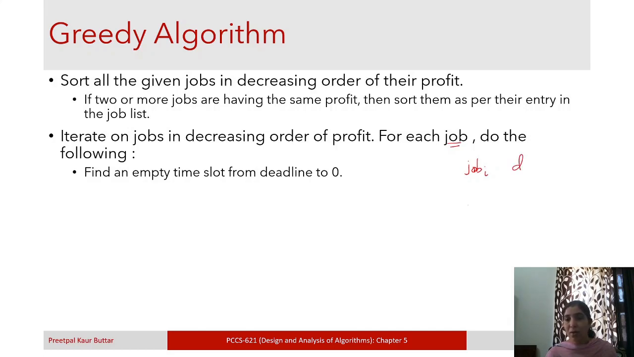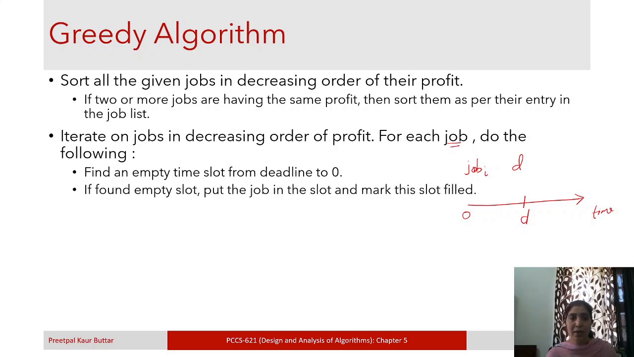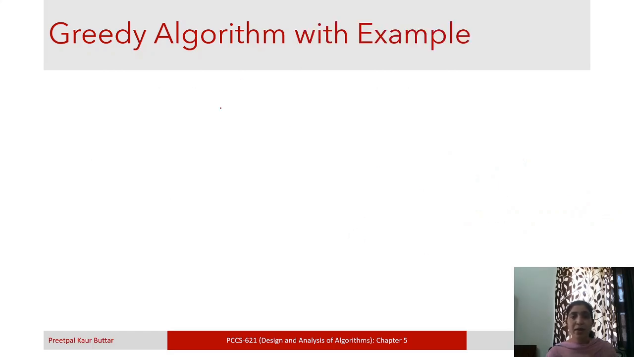So we have to pick an empty slot starting from the deadline of that job down to 0. If there is an empty slot, then we will put the job in that slot and that slot will be marked as filled.